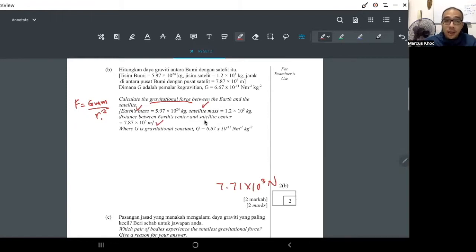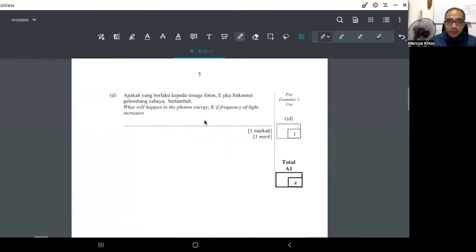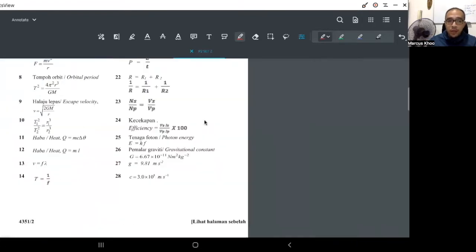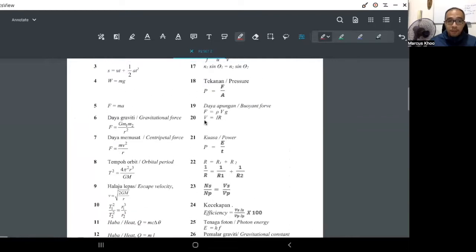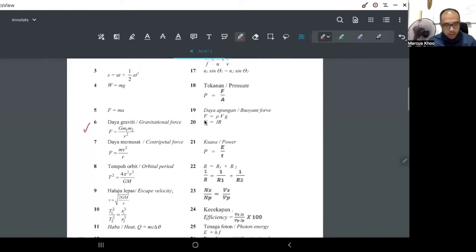I ask you to do this on your own. I don't think there's much to it. Just remember the formula for gravitational force. Now, I don't think you have this, but in this paper, when I look at the formula list, gravitational force is given, centripetal is given, orbital period is given, escape velocity is given.